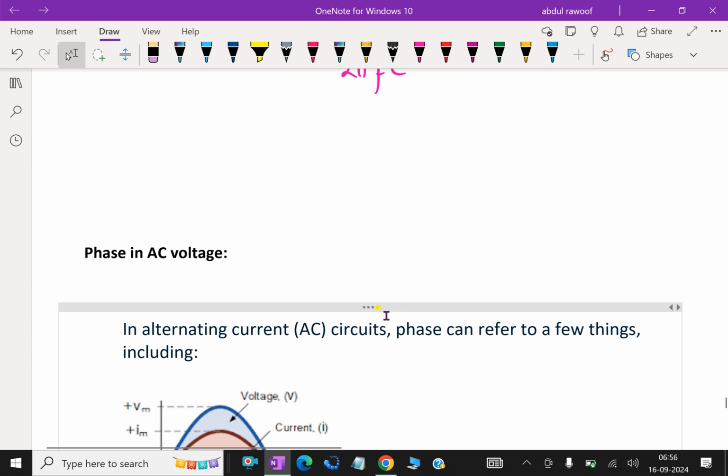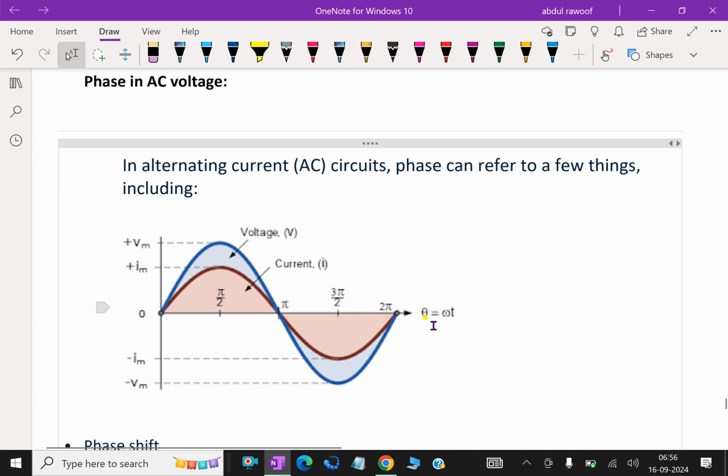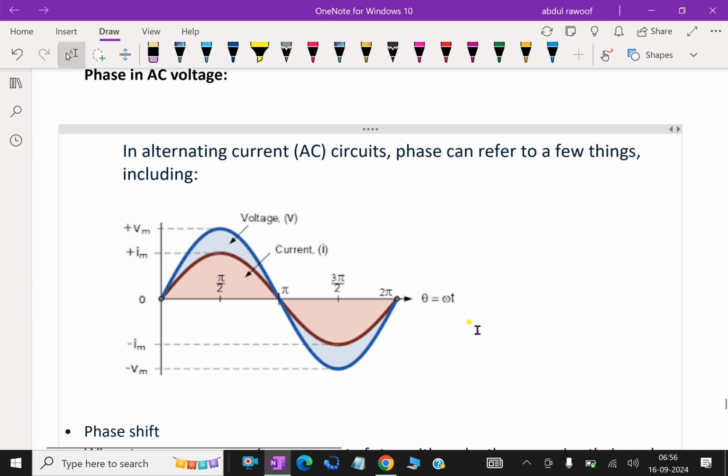Next, phase in AC voltage. What is phase in AC voltage? When an AC voltage is applied to a pure resistance, the voltage across the resistance and the current through it attain their maximum value at the same instant and their zero values at the same instant. The voltage and current are said to be in phase. That means at the same time voltage is maximum as well as current is maximum.